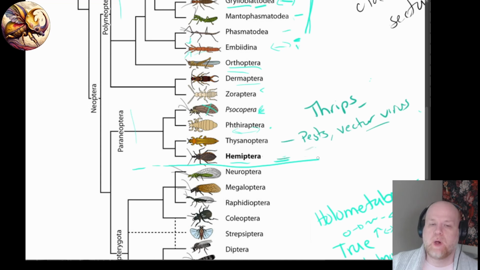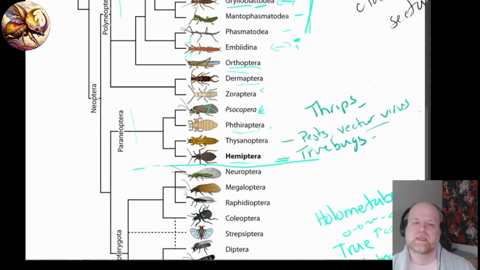And then below them are the Hemiptera. These are the true bugs. Also included in this are things that you don't really associate with the Hemiptera. So this is cicadas and things like aphids, things like that. These are insects with piercing, sucking mouthparts.